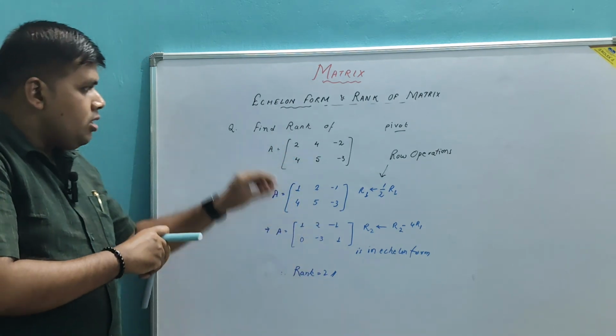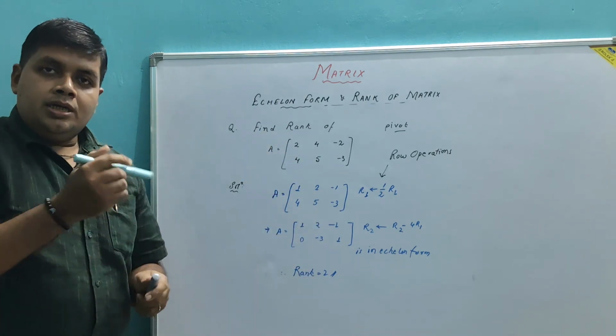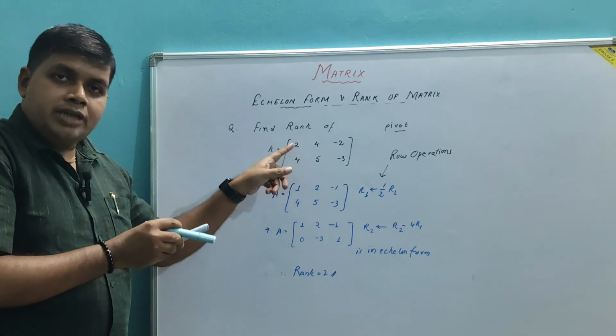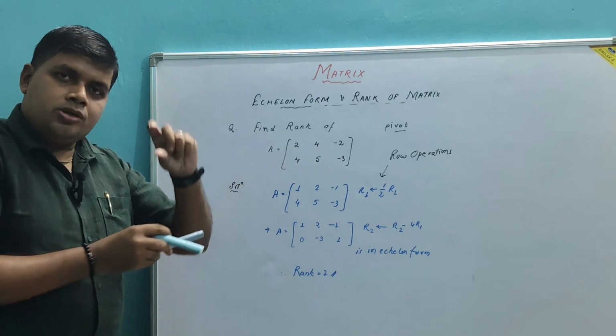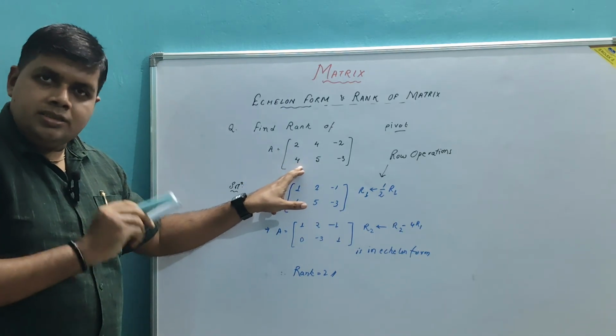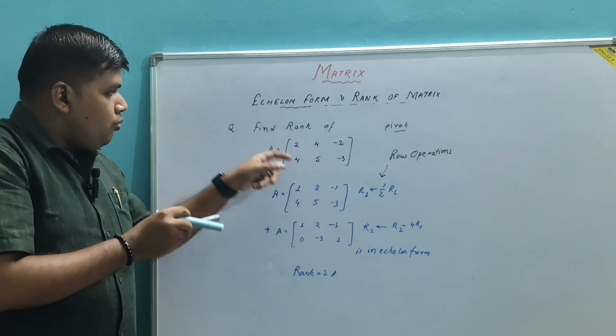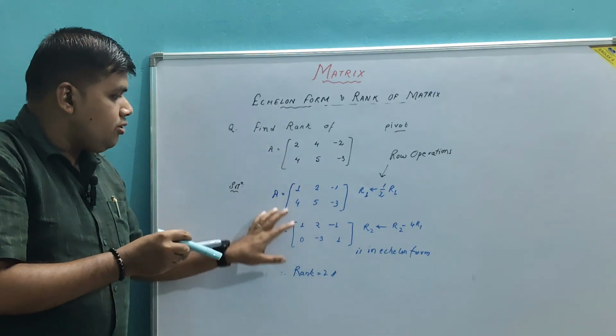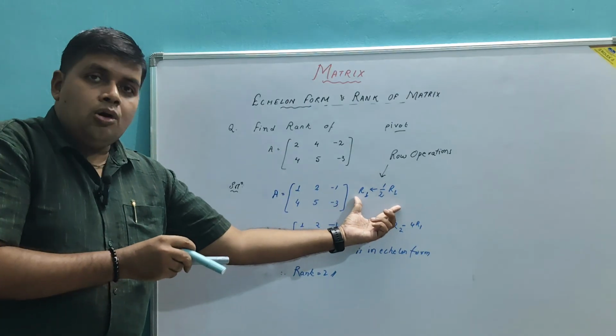It is a very simple matrix, and we have seen how it can be done. I am repeating these steps once again. We have to check whether it is in echelon form or not. If it had been in echelon form, we could have directly written the rank. Since it is not, we have to convert it into echelon form by using some row operations.